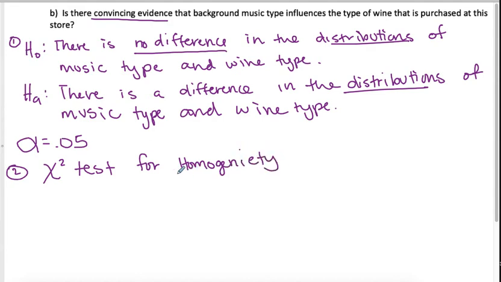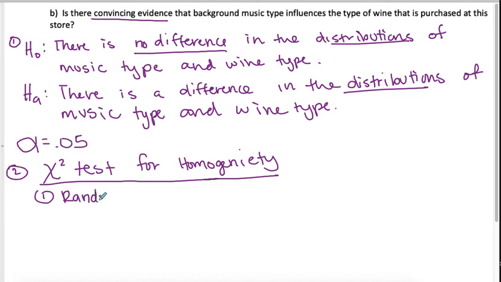And so we have that idea of homogeneous, where it's saying that they're all the same, they're very similar, and then our alternative is that there's a difference between them. So that's kind of that connection here. There's no difference between them, they're all the same, versus there is a difference, they're not the same. Just like we did for our chi-squared goodness of fit, we'll check our conditions.